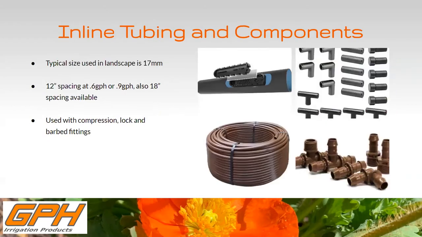So let me go back to the inline because I briefed over it. Typically it's a 17 mil size, and the flow of the actual emitter is 6 or 9 gallons per hour, typically. Some vary. And then again, you're using it with these fittings. Usually when you get the tubing, it's in this roll, and then it's rolled out on the landscape. You cut it to pieces depending on how you're using it, and then you join it together with these fittings.